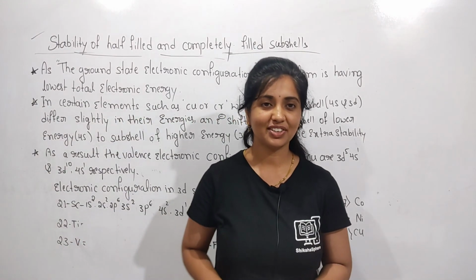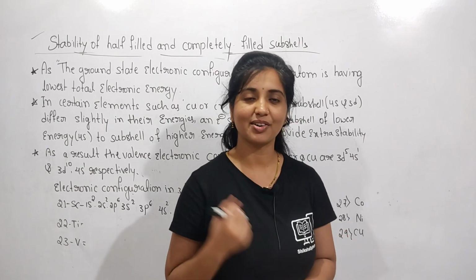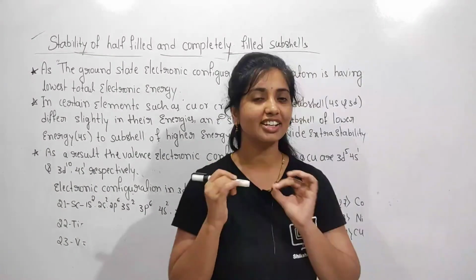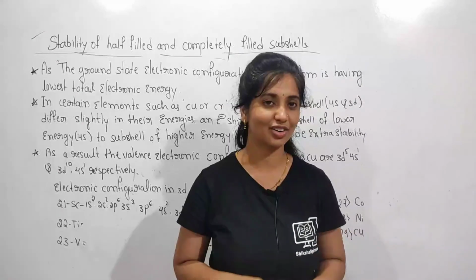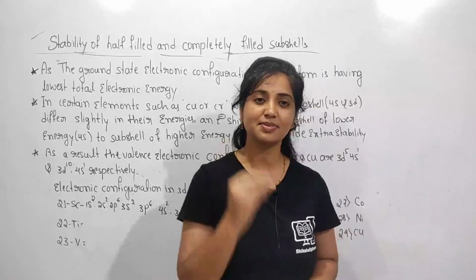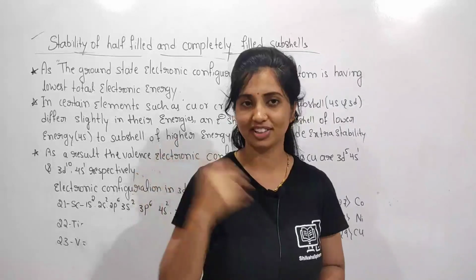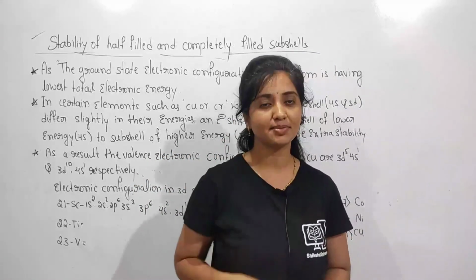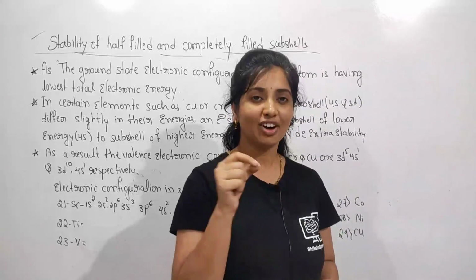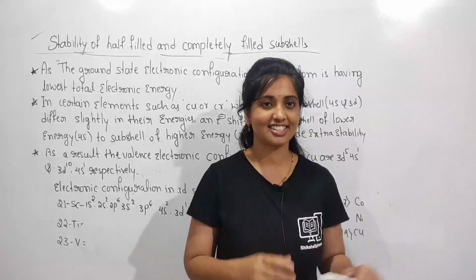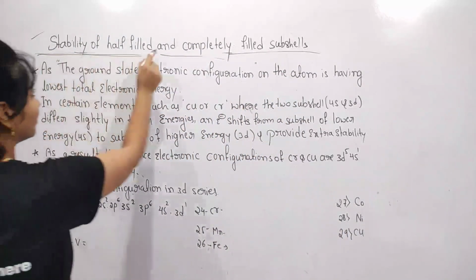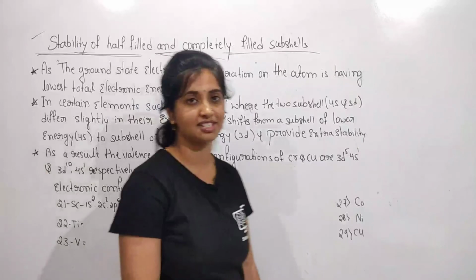Hi everyone, in the previous class we discussed electronic configuration, which means the way electrons are distributed in different orbitals is called an electronic configuration. Some exceptions are there in electronic configuration. What are those exceptions and why do they happen? We will get the answer in today's class. Today I wish to discuss the stability of half filled and completely filled subshells.